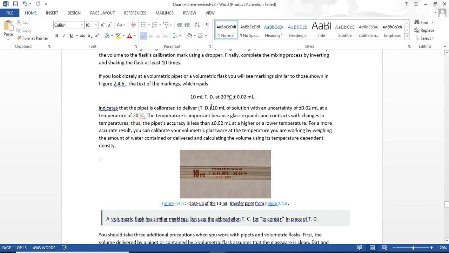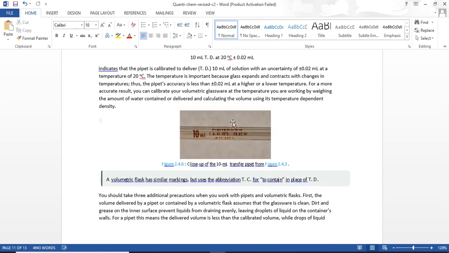Now, in the case of a pipette calibrated to deliver, your 10 ml solution is accurate to around 0.02 ml at a temperature of 20 degrees. So this is room temperature. The temperature is important because glass expands with changes in temperature. Thus the pipette's accuracy is less than 0.02 ml at higher or lower temperatures.